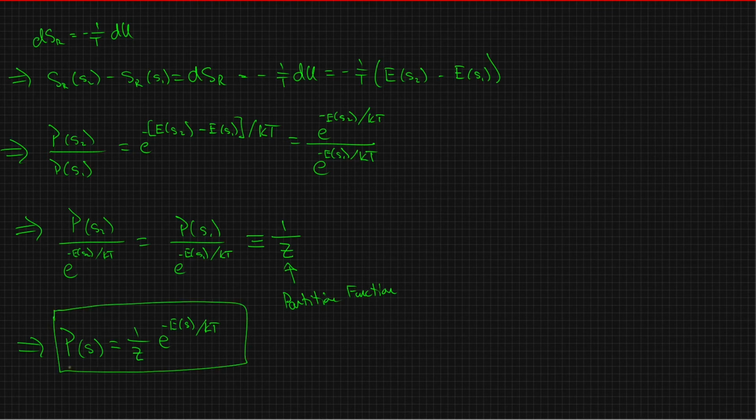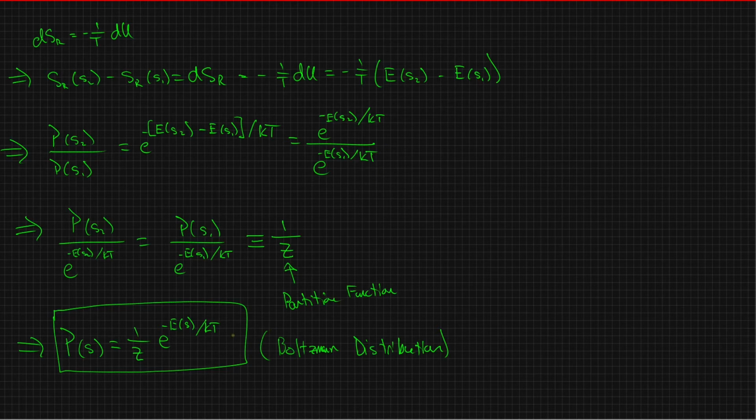So this is how we can write the probability of a specific state if we're able to find what the partition function is, and we know the energy states and we have a specified temperature. So this defines the so-called Boltzmann distribution, probability distribution specifically.